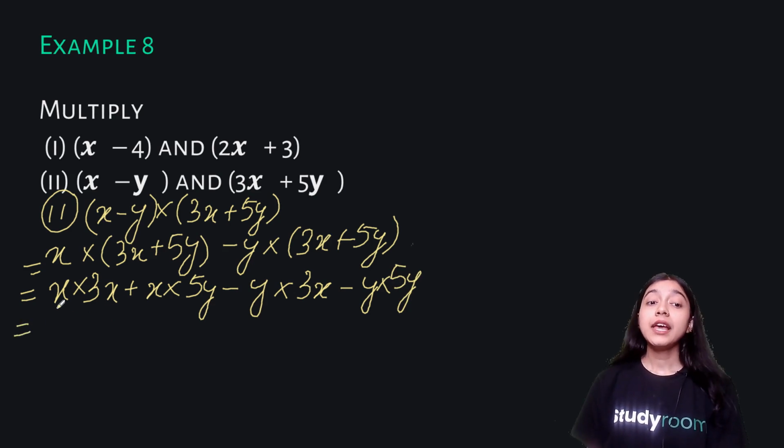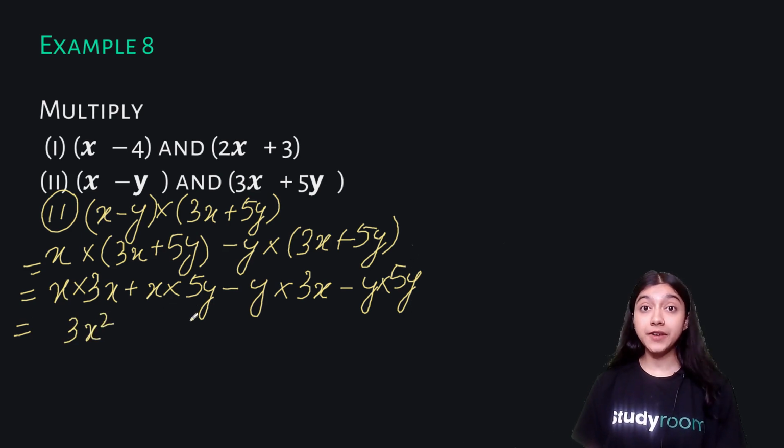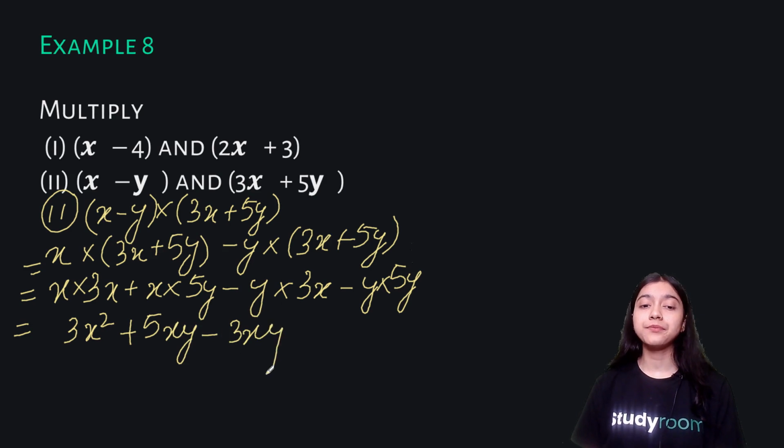Now over here, x multiplied by 3x gives us 3 times x squared. x multiplied by 5y gives us plus 5 times xy. Here we have minus y multiplied by 3x, which gives us minus 3 times xy. I am writing in alphabetical order, okay? So keep this in mind. Here we have minus y multiplied by 5y. This gives us minus 5 times y squared.